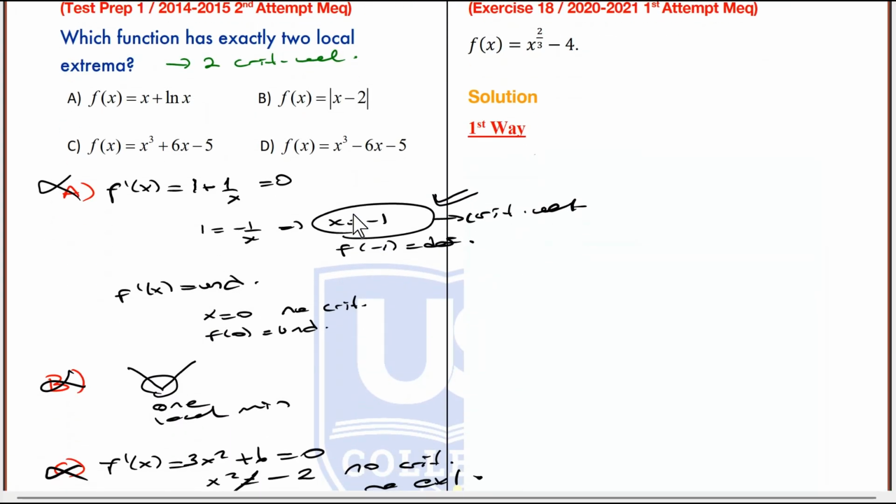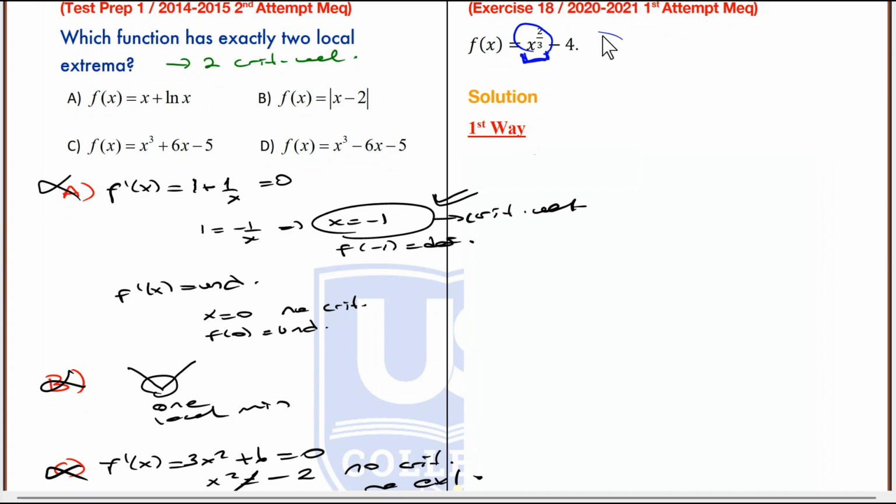Another type of question, an exercise question and a ministry question. This is a pretty common function in recent years. I see a cusp here, x to the power of 2 over 3 minus 4. In order to find increasing and decreasing intervals, extrema, critical values and such, we don't have to do the steps actually. We can immediately graph the function since we know it's a cusp.